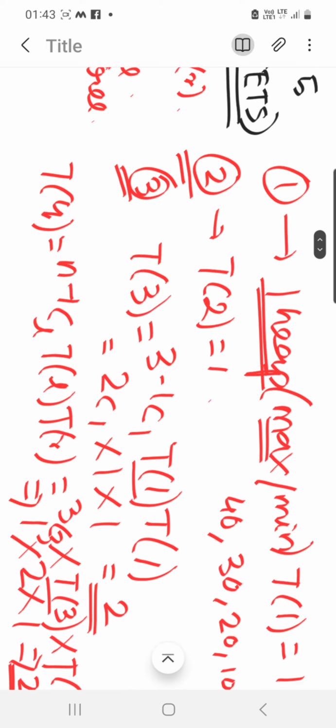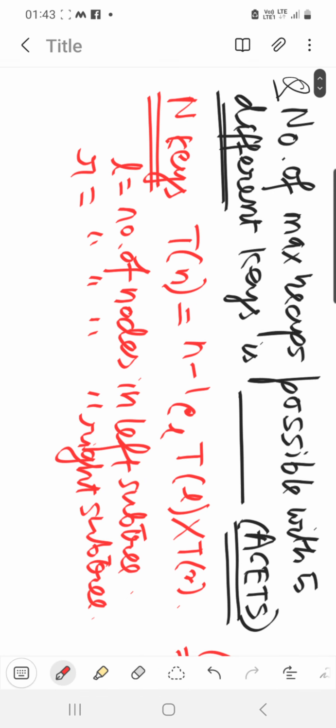So 8 is the answer for this question. The question was the number of max heaps possible with 5 different keys, so the answer is 8 different max heaps are possible. Thank you.